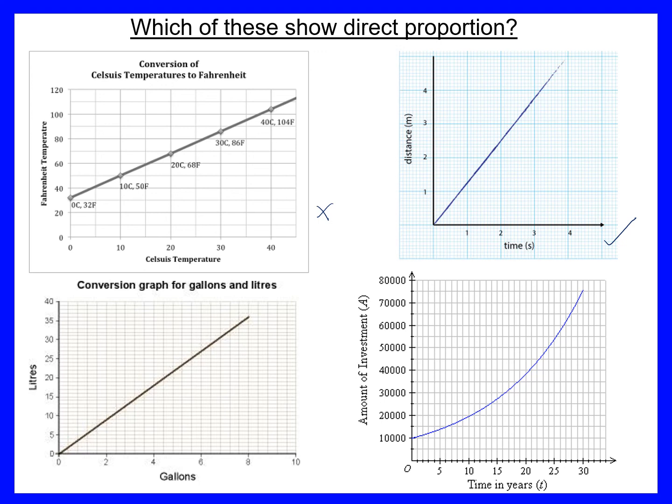A conversion graph for gallons and litres. Again, nice straight line, checking it starts at 0, 0. So yes, again, direct proportion. And our last one, we've got time in years against the amount of money in an investment. It doesn't start at 0, 0 and is not a straight line, so very clearly not a direct proportion graph. You should be able to recognize whether a graph is showing you direct proportion or not. So the key points: straight line and going through 0, 0.